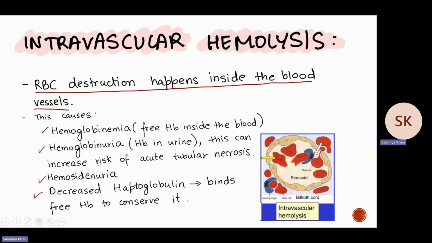Hemosiderinuria is when the tubular cells absorb the hemoglobin and then break it down into iron, and this is stored as hemosiderin, and these tubular cells are going to be shed. This will lead to hemosiderin in the urine. And then we have decreased serum haptoglobin because the haptoglobin will bind to hemoglobin to conserve it.